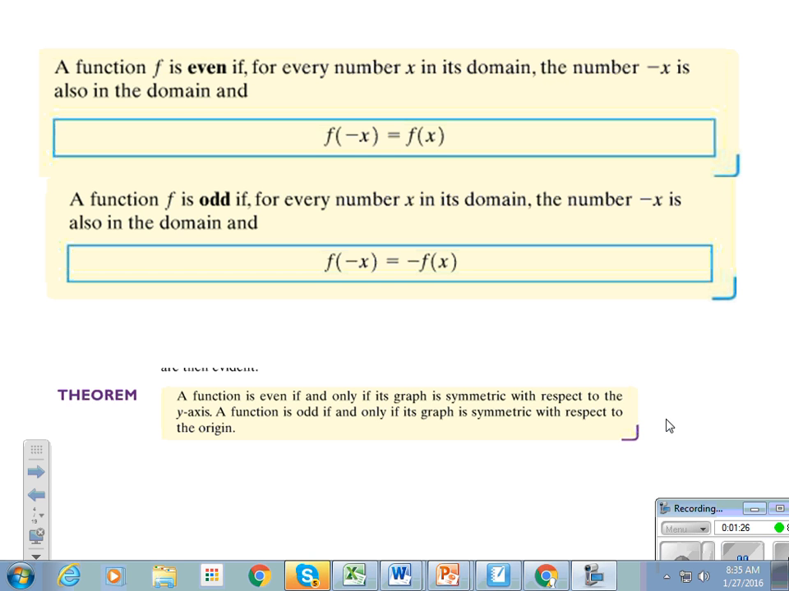A function is even if and only if its graph is symmetric with respect to the y-axis. Remember from last chapter, we did that symmetry test, and this is the same process as our y-axis symmetry. And a function is odd if and only if its graph is symmetric with respect to the origin. So if you look at the odd function, it is that origin symmetry test. So right next to your even and odd functions, go ahead and write y-axis symmetry and origin.